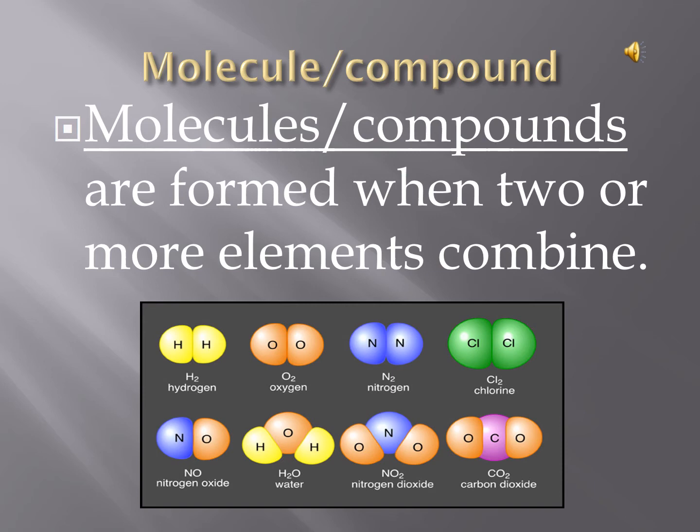So we have nitrogen and oxygen, H2O, which is 2 hydrogen, 1 oxygen, nitrogen dioxide, 1 nitrogen, 2 oxygen, and carbon dioxide, 1 carbon, 2 oxygen. If you notice, each element is a different color, meaning that each element is a different atom. However, if you're looking at the top row, the two elements that are the same color, meaning that they are the same atom.